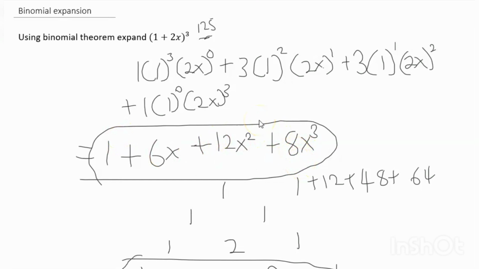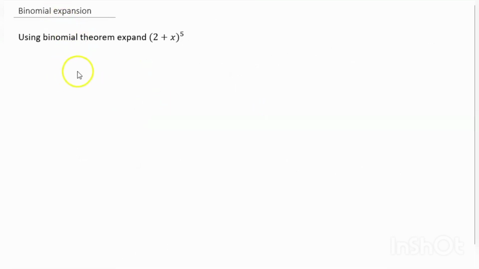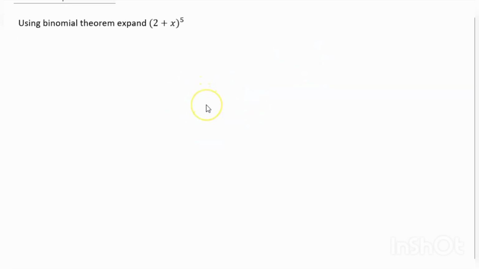Okay, so let's do one more example using the Pascal's triangle method, and then we'll go over to using combination. So we have, using binomial theorem, expand 2 plus x, everything raised to the power of 5. So we want to use the Pascal triangle method. So we draw the Pascal's triangle. So we have 1, or let's take it lower. Okay, we can leave it here.